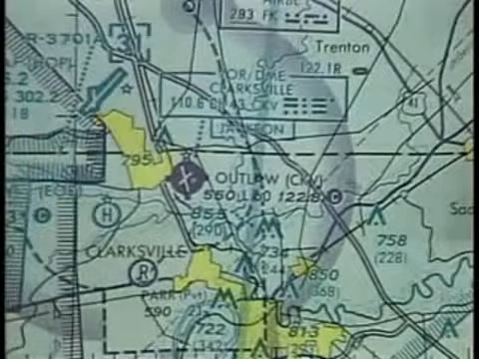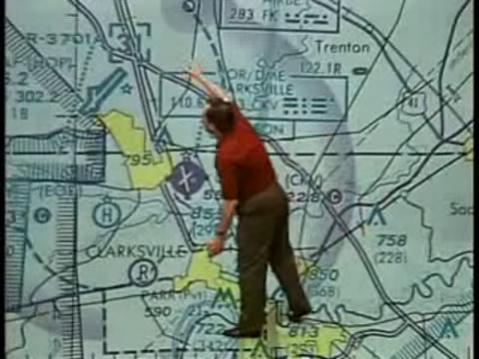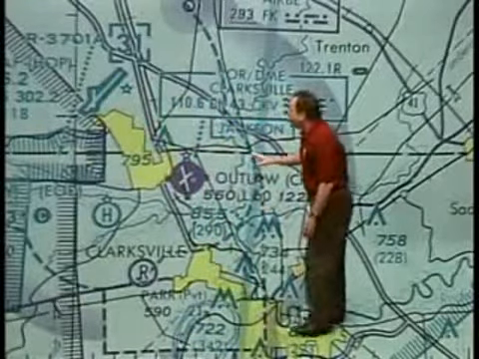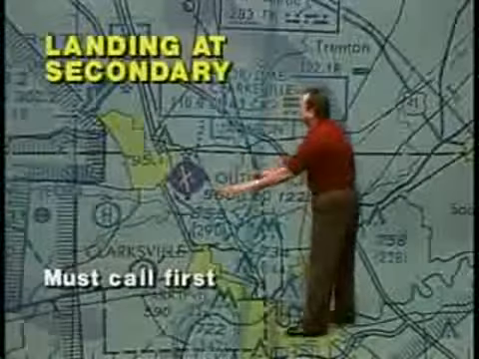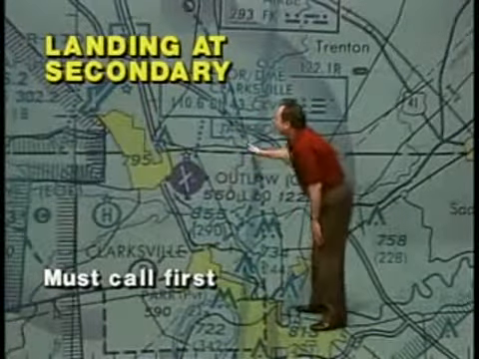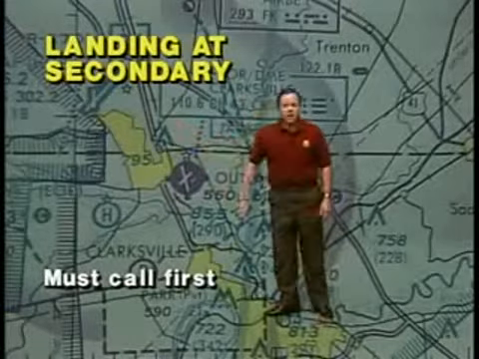Now, let's assume you have Class D airspace with a secondary airport inside the Class D airspace. Here's the primary up here. Now, let's assume that you want to land at the secondary airport. The rule now says that you must call first before entering that Class D airspace, even if you're landing at a secondary instead of the primary.